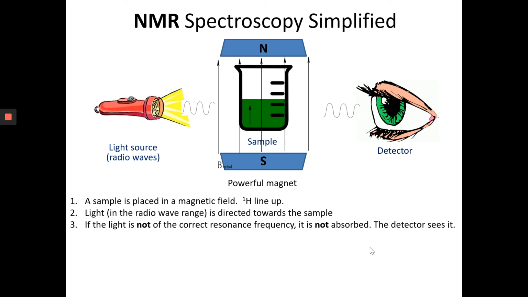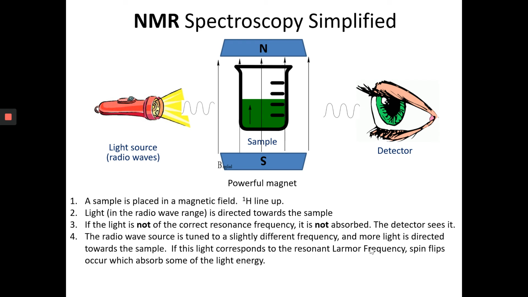If the light doesn't interact with the matter at all, then what will the detector see? The detector will just see the exact same light that was being emitted from the flashlight in the first place, right? So if the detector is like, yep, I see that light, then nothing is happening.